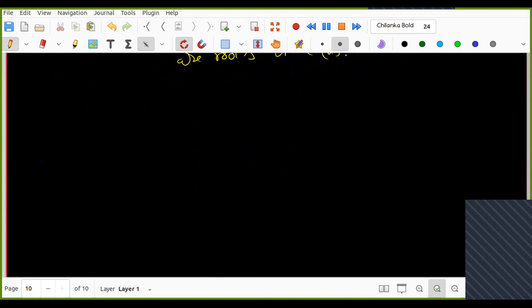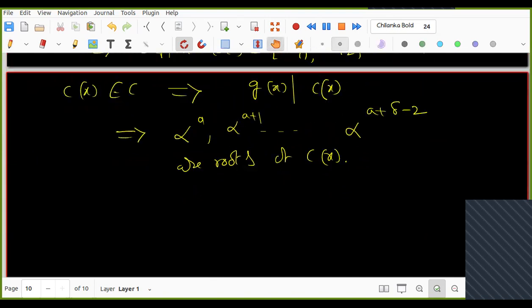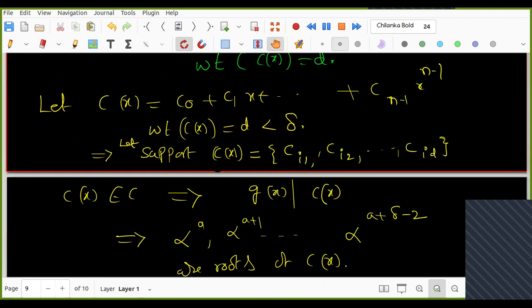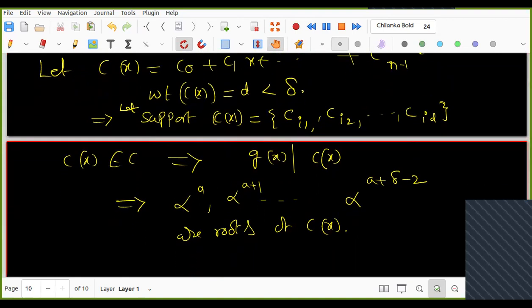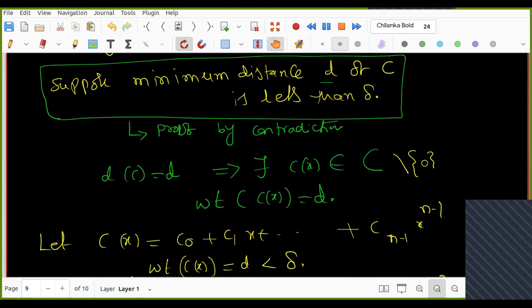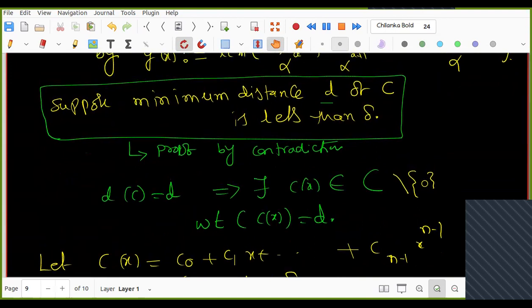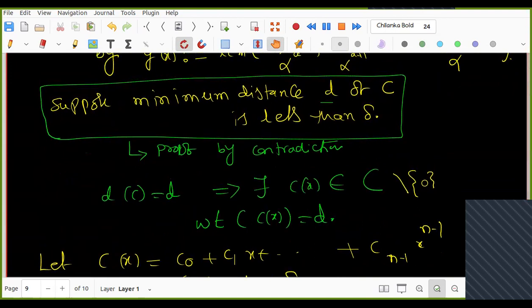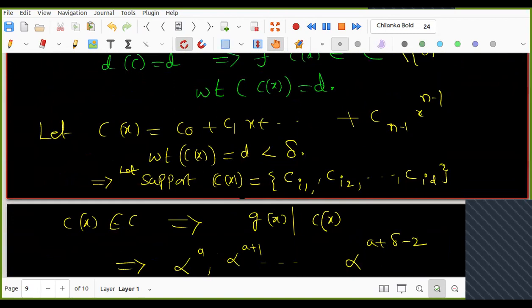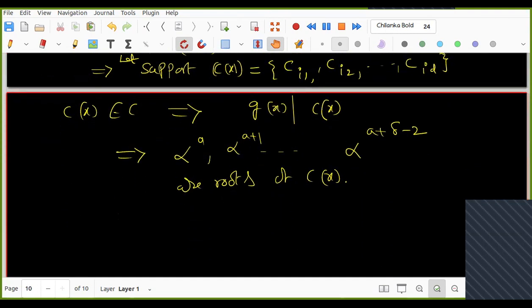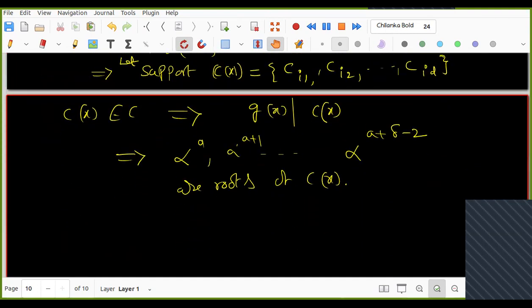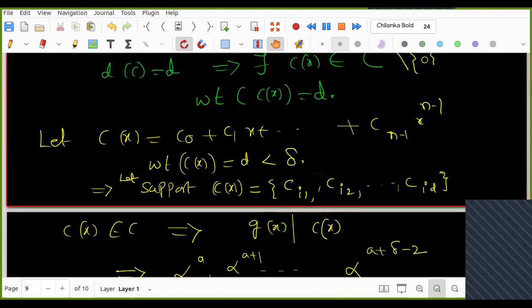I am saying that finally I'll prove that C(x) is actually a zero polynomial. Yes, that is what I want to show. For that I want to use that these are the roots of this polynomial. Proof by contradiction means there is a non-zero polynomial whose weight is d, and it is less than delta. Finally the contradiction comes when I show that C(x) is the zero polynomial only.